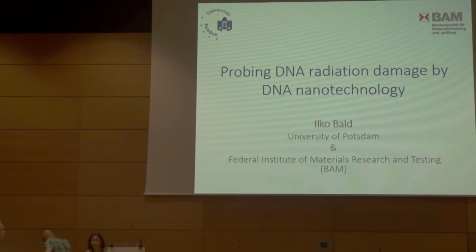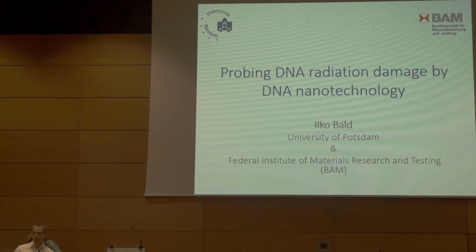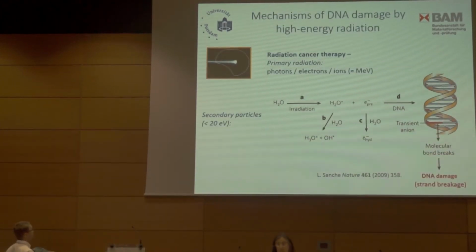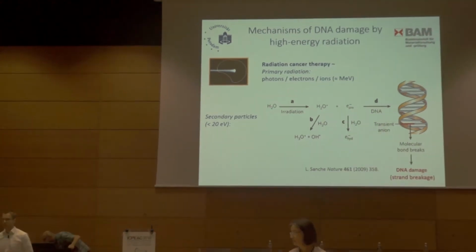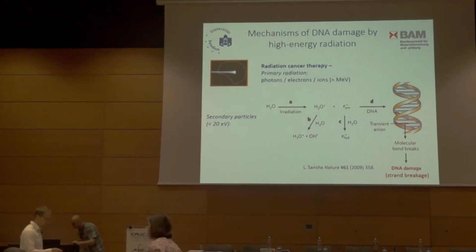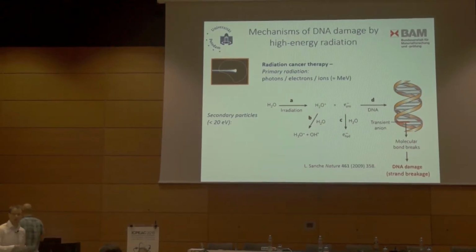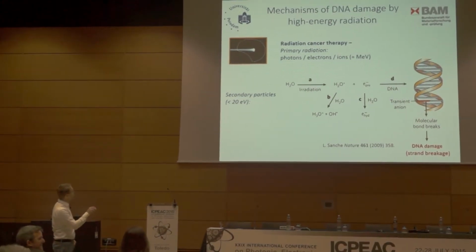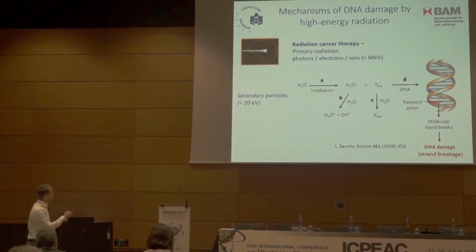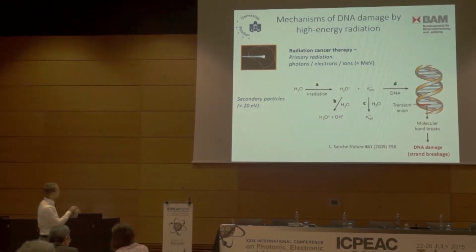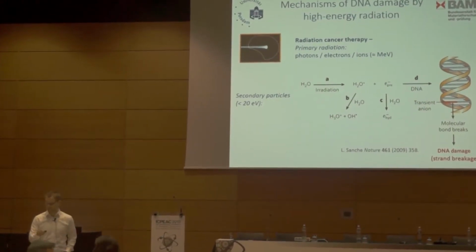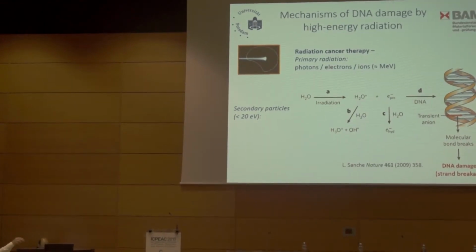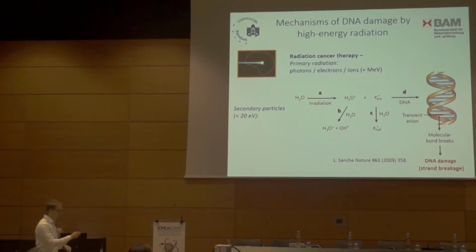Very much. So we saw now in the previous talk a very nice introduction into the topic. So radiation cancer therapy is used to kill cancer cells, and it is actually, in the meantime, quite well known that it is not only the primary radiation that damages the DNA, but it is mainly the secondary particles that have very low energy. And as Ilko was pointing out, this is the basic mechanism that outlines the DNA damage.